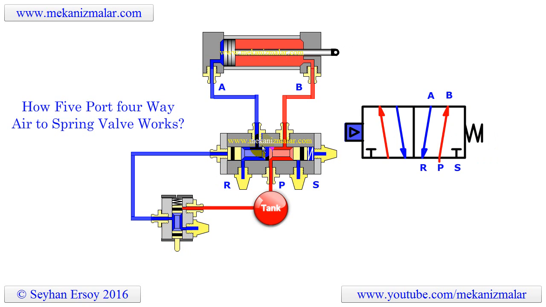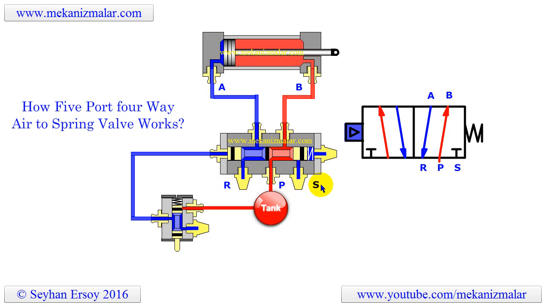I called the valve I am going to describe a 5-port, 4-way, air-to-spring operated valve. It is called like this because there are 5 ports that can be used to make connections. The valve shown here has 1 port connected to the pressure source, 2 ports connected to the cylinder, and 2 ports are reserved for exhaust.